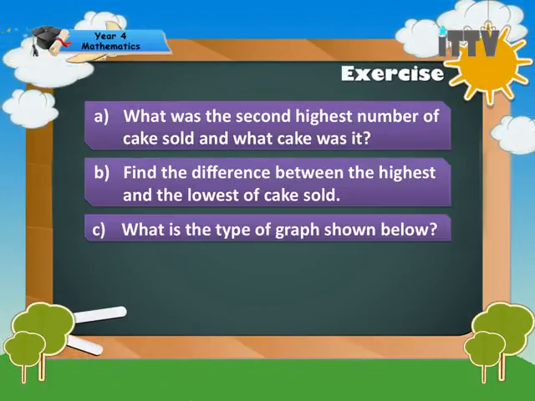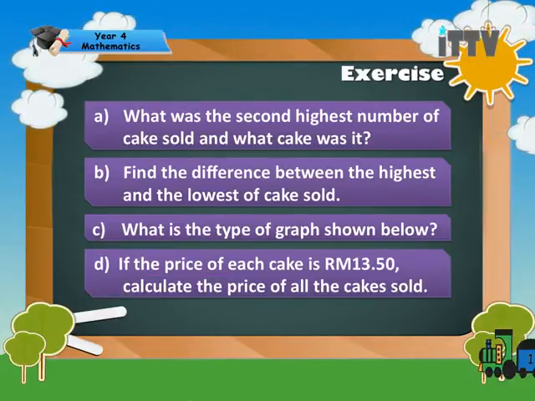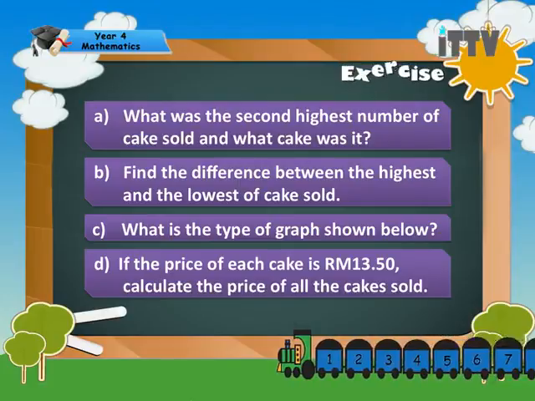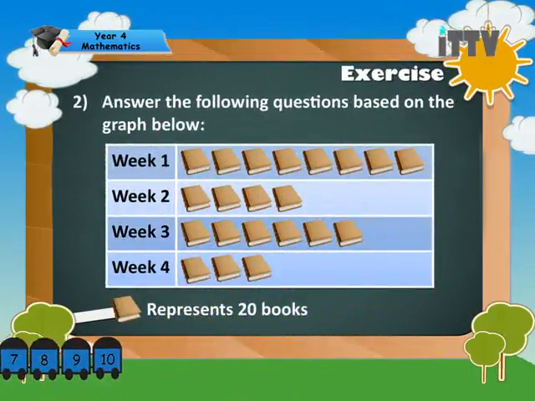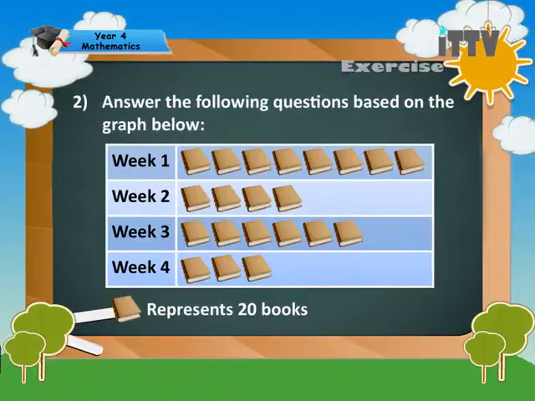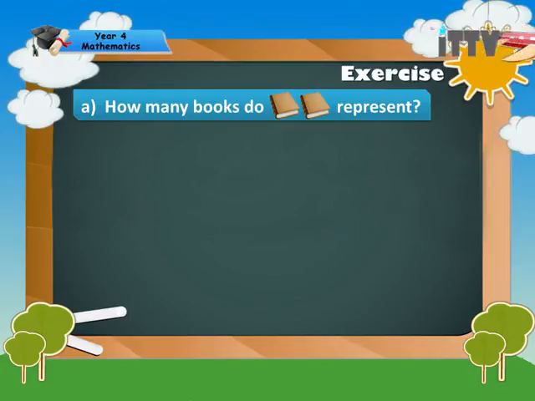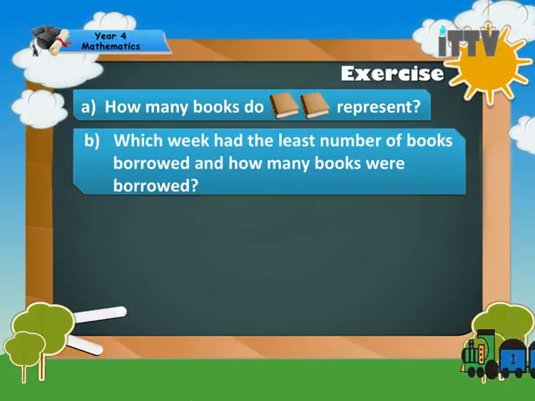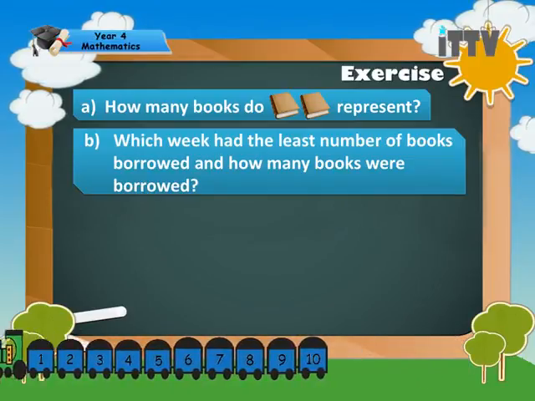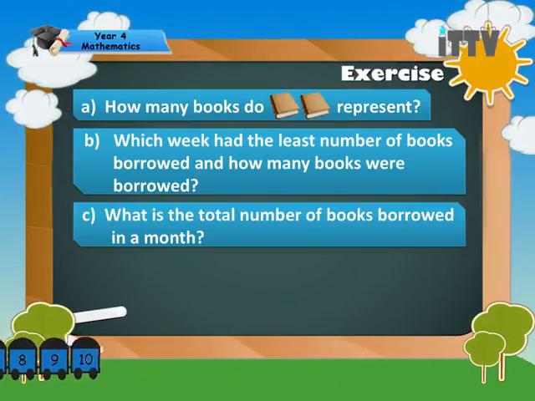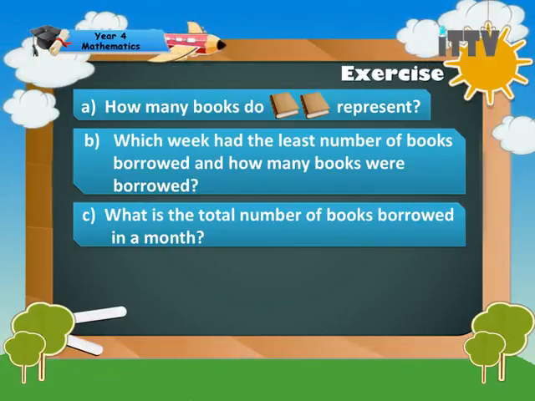C. What is the type of graph shown below? D. If the price of each cake is 13 ringgit and 50 cents, calculate the price of all the cakes sold. Number 2. Answer the following questions based on the graph below. A. How many books do 2 pictures represent? B. Which week had the least number of books borrowed and how many books were borrowed? C. What is the total number of books borrowed in a month?